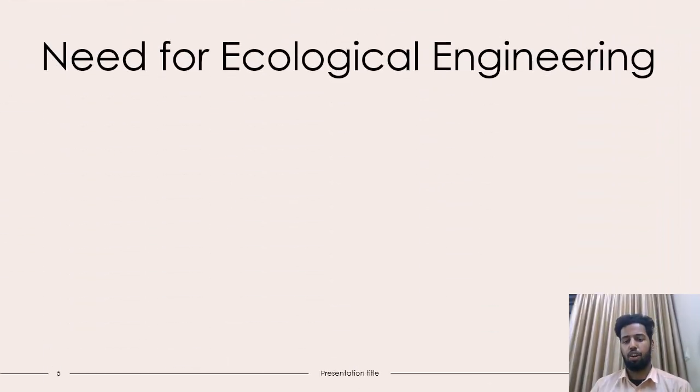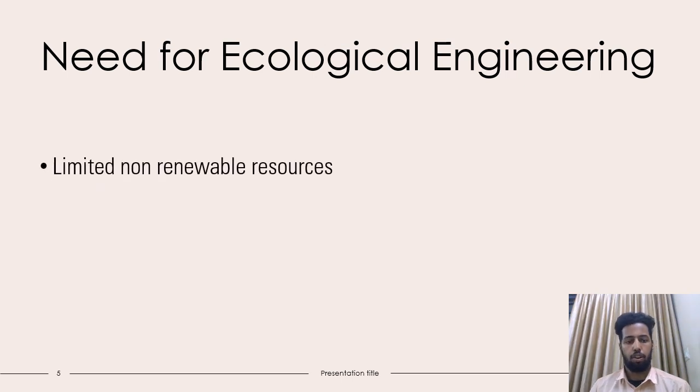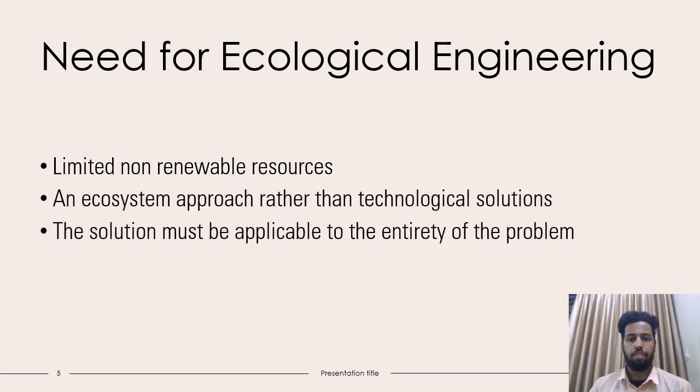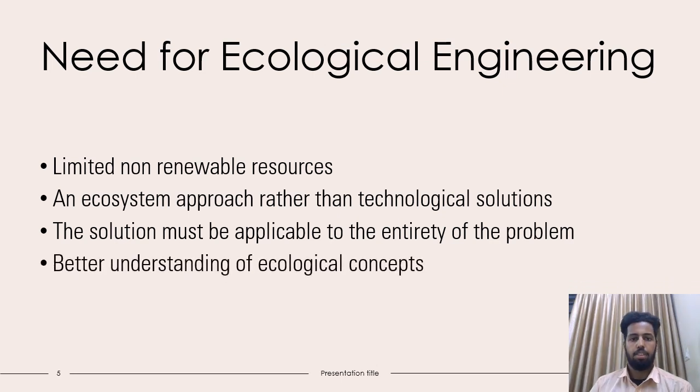So, the need for ecological engineering: limited non-renewable resources. Our increasing need for non-renewable resources indirectly affects the environment around us. This suggests that the time has come for sustainable engineering. A great number of environmental and ecosystem problems need an ecosystem approach. This is also because current solutions to environmental problems are only directed to one problem. The solution must satisfy all conditions rather than being directed to one problem.